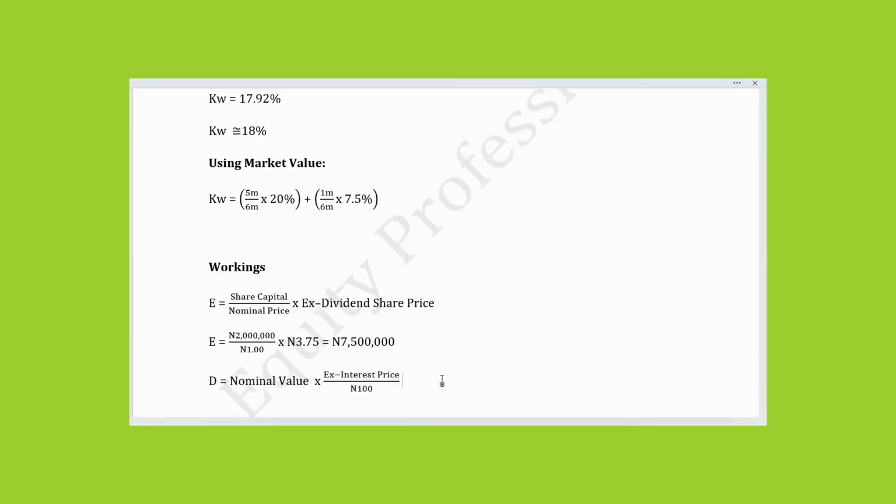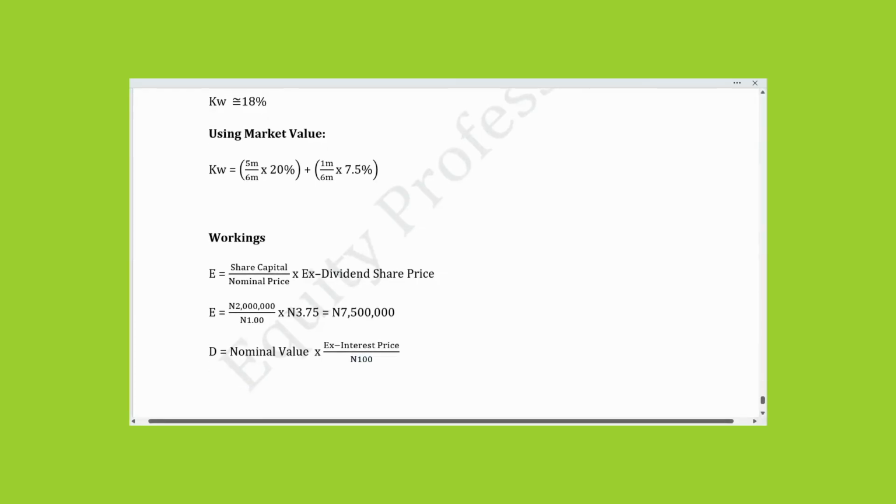Okay, so in this case, the market value of the debenture will then be equal to, I will go to the question. What is the market value of this debenture? The market value is 1 million naira. 1 million naira multiplied by the X interest price, according to the question, is 80 naira, then divided by 100. That's it. It's no more than this. This will give us 800,000.